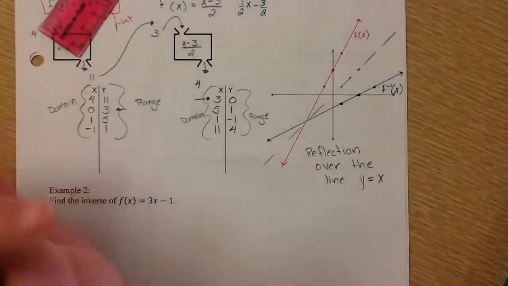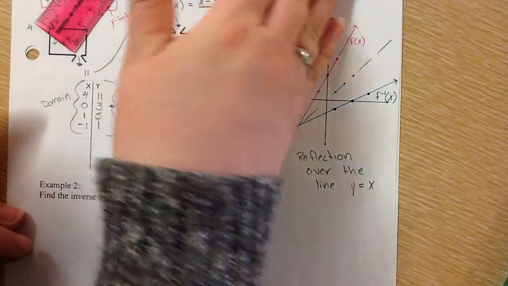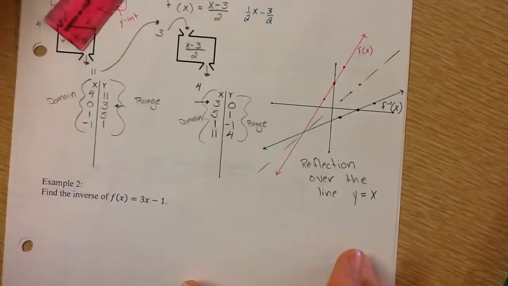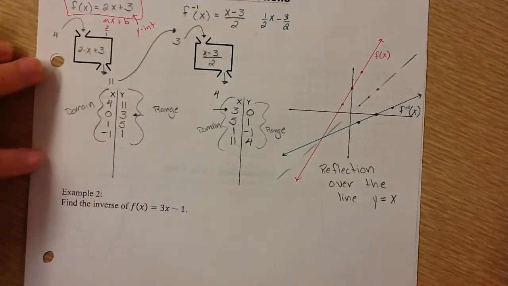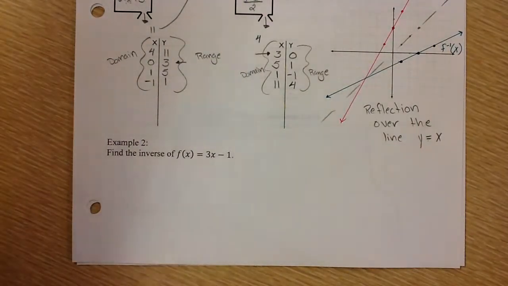So basically what an inverse does is an inverse will reflect it. So if I take this pink line and reflect it over this diagonal line, it will give me the blue, or its inverse. Okay. So inverses have that bit of a reflection. It's a reflection over the line y equals x. Okay, so now let's look at how to find the inverse.